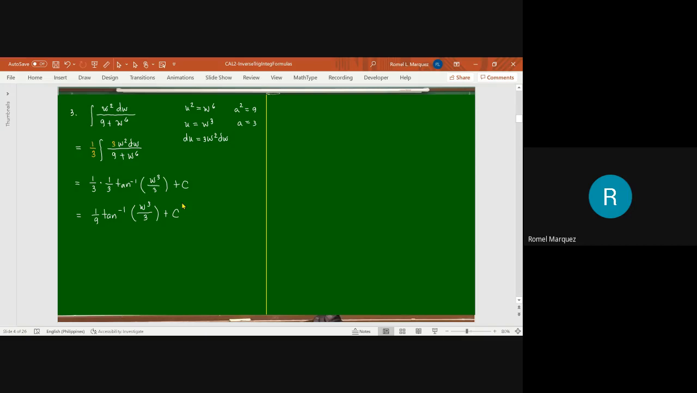Proceed, di ba? Very easy. Once you have mastered integration, you will find DE very easy. Number 4. You will be my students next sem in differential equation because most of the math this time I'll be handling.